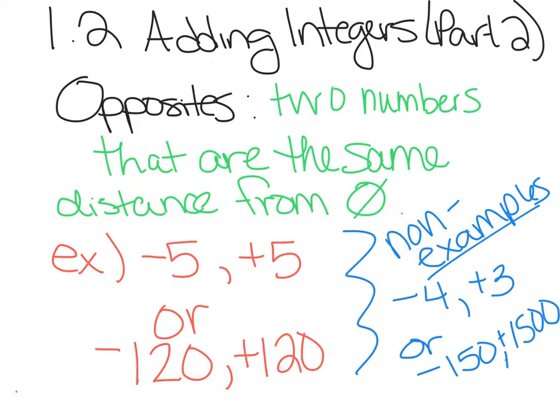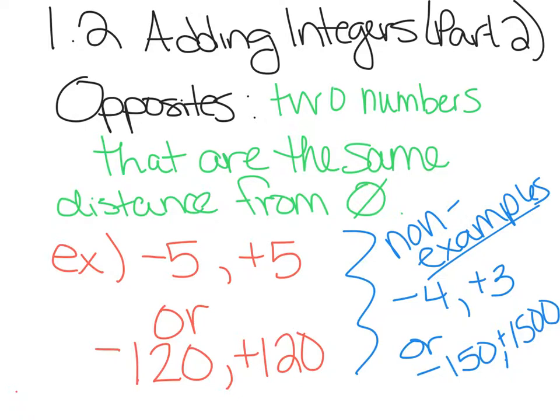Alright, today we will be learning how to add integers again, but this is part 2. Yesterday you learned how to add integers that had like signs, so they both were either positive or both were either negative numbers. So you clearly knew that your answer was going to be a positive or a negative. In today's case, you're going to have opposites.